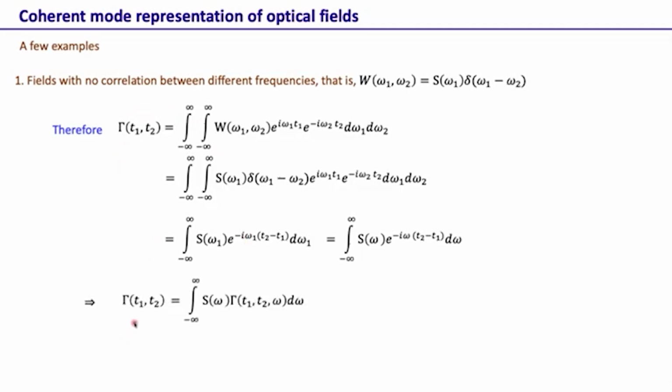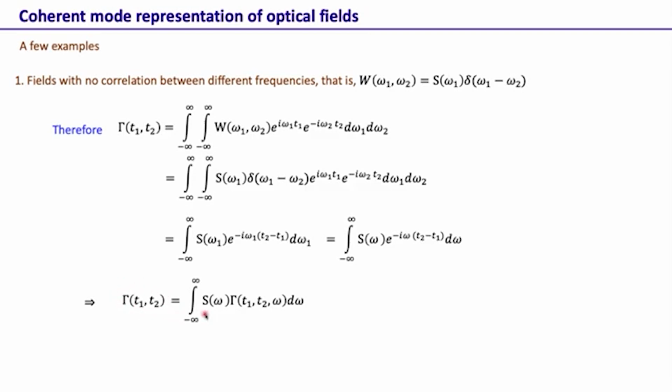So what we have is the cross correlation function, that means the correlation function in time, and this is in general a partially coherent field. It is just that this partially coherent field has no correlation between different frequency components, and for such a field this cross correlation function can be written in this form. And what we have done here is replace e^(-i omega (t2 minus t1)) by this gamma(t1, t2, omega).